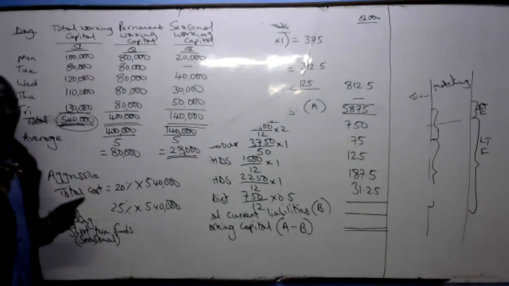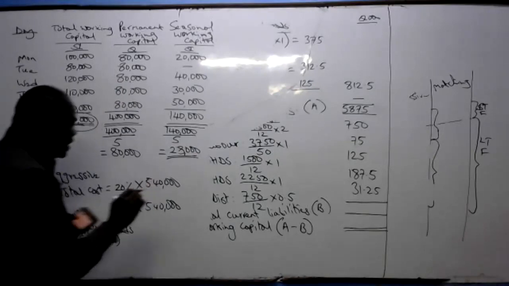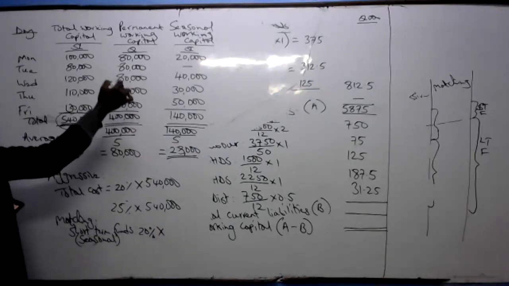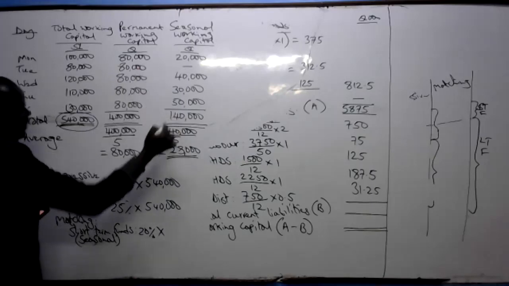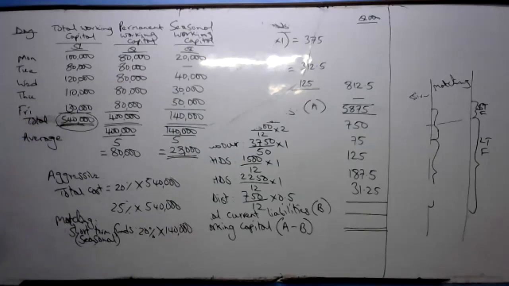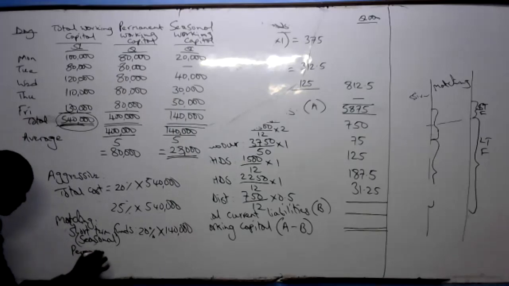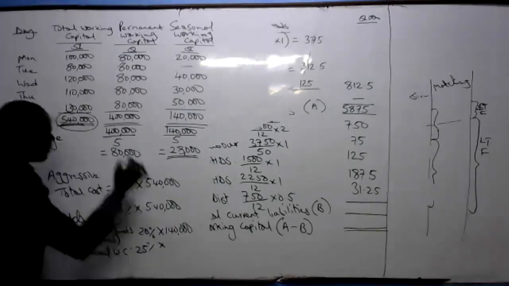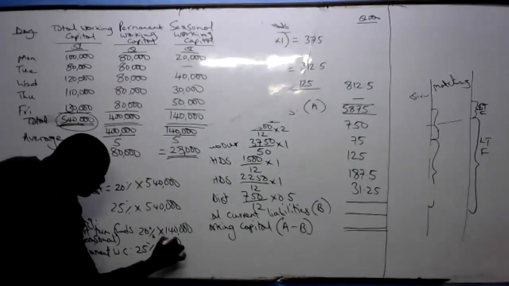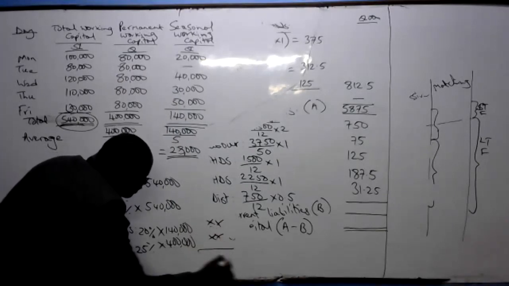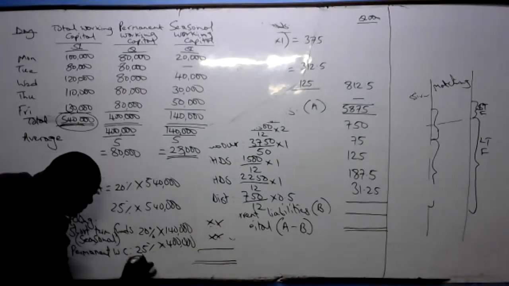So the seasonal ni short term, ndio. So cost yake itakuwa 20%. Seasonal yetu ni ngapi? You use the total, ambayo ni ngapi? In our case it's 140,000, ndio. So you get that cost, and after the permanent working capital, 25% of what? Of 400. Right? So you have this one, you have this one. So mbili zinakuwa the total.